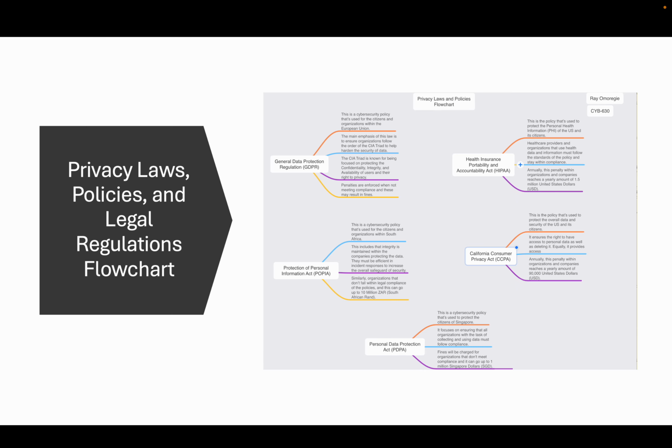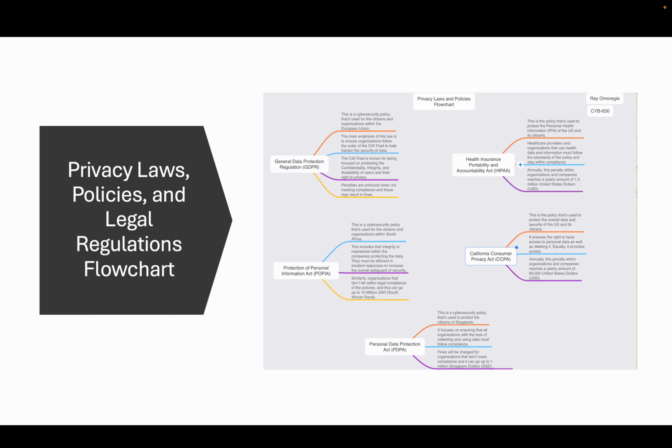All right, so I got another list here: different privacy laws, policies, and legal regulations. It's a flowchart. I pulled this up from my 630 CYB course, again from my BCP. It talks about five different types of diagrams, which can be used in terms of best practices for the policies.